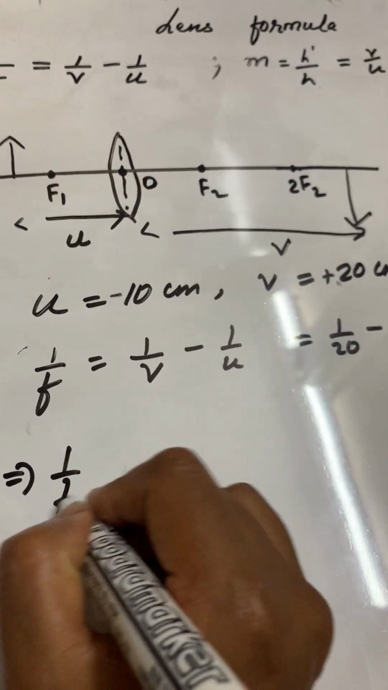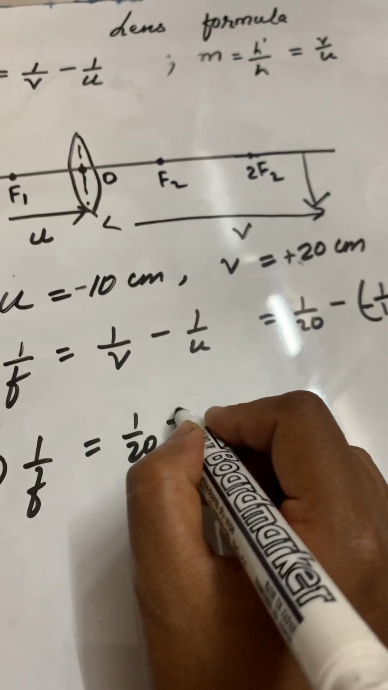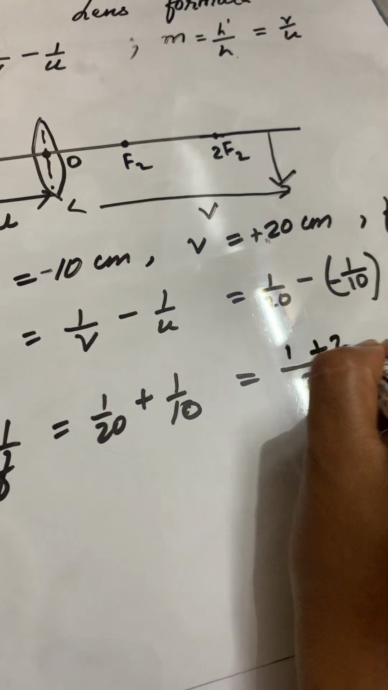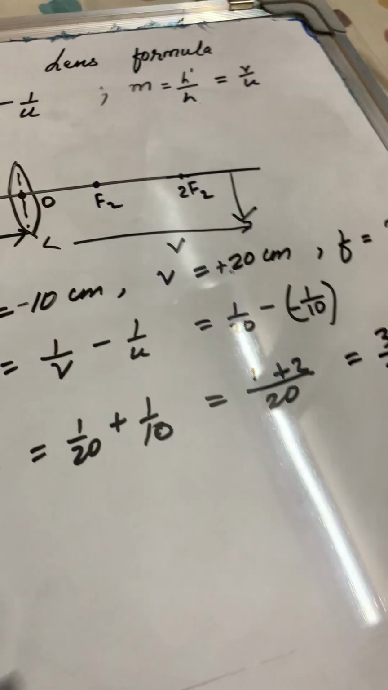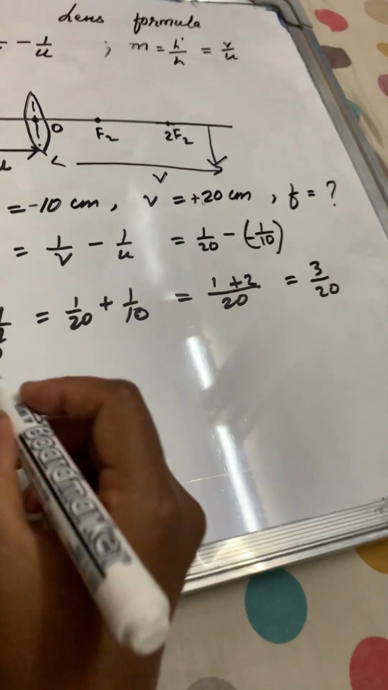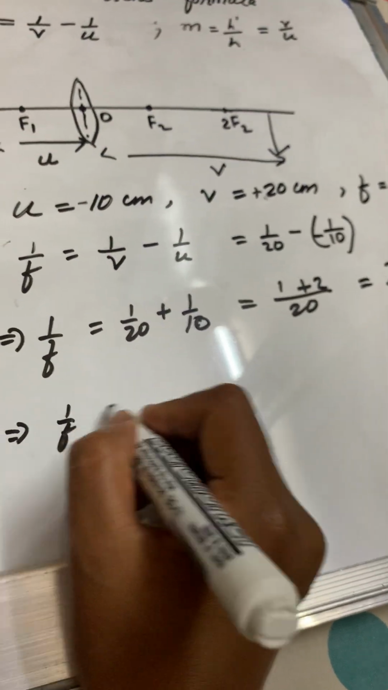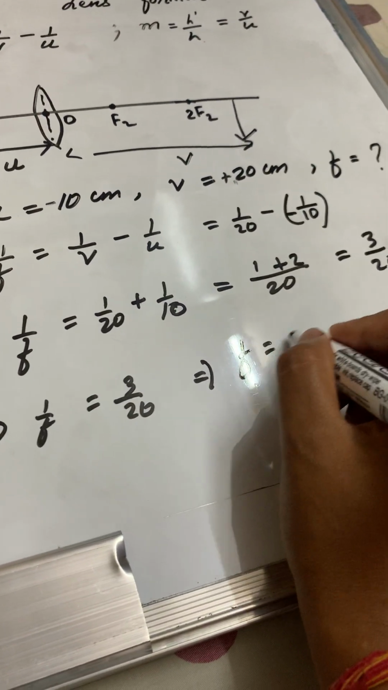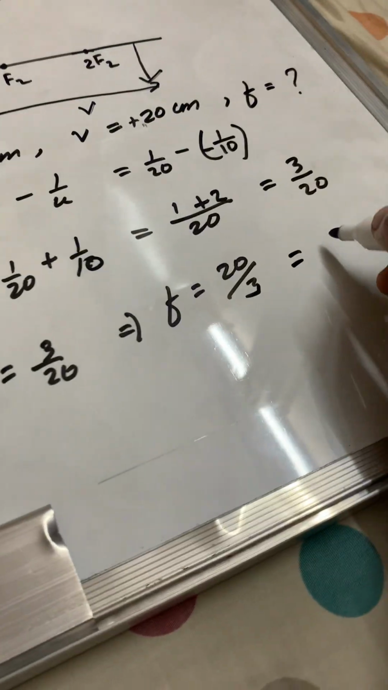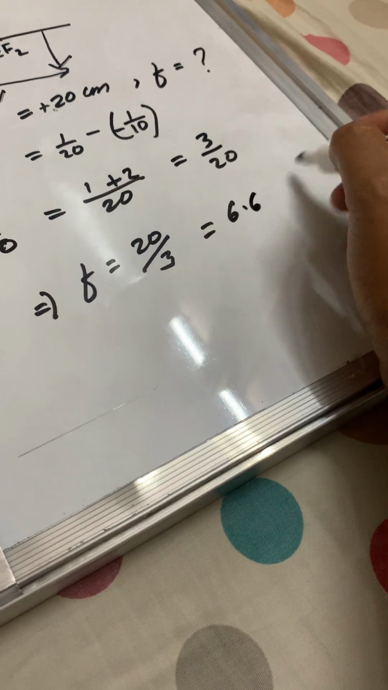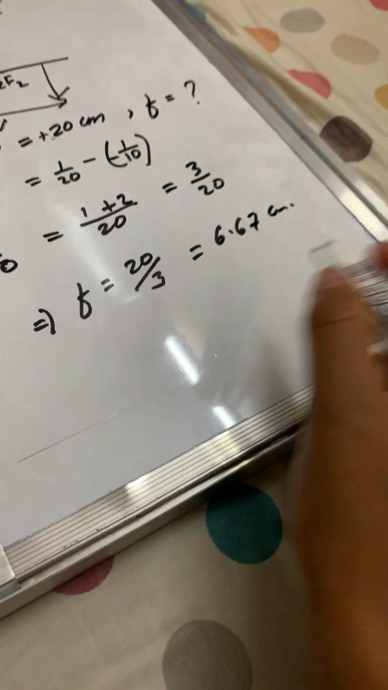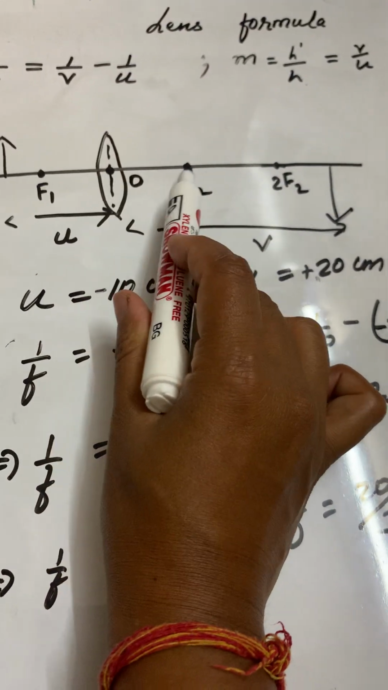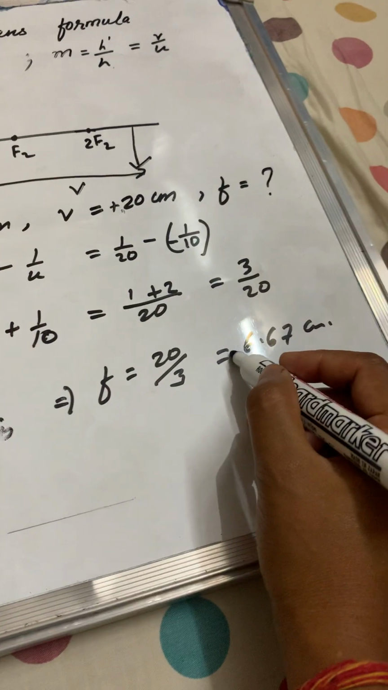So 1 by f is equal to what? 1 by 20 plus 1 by 10. If we take the LCM of it, this will be 20, 1 plus 2, and this is 3 by 20. Okay, 3 by 20, and this is 1 by f is equal to 3 by 20. If I just cross multiplied it, f is equal to what? 20 by 3, and if you divide it, this will be 6.6666. It will continue, 6.67 centimeters. So where is the focus? The focus is approximately 6.67 centimeter away, and remember, this is plus.